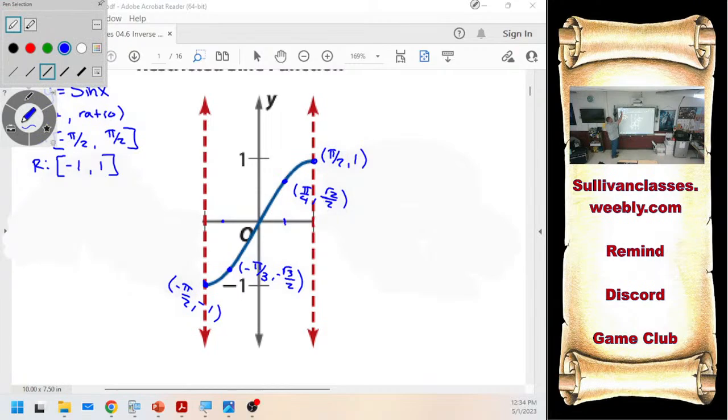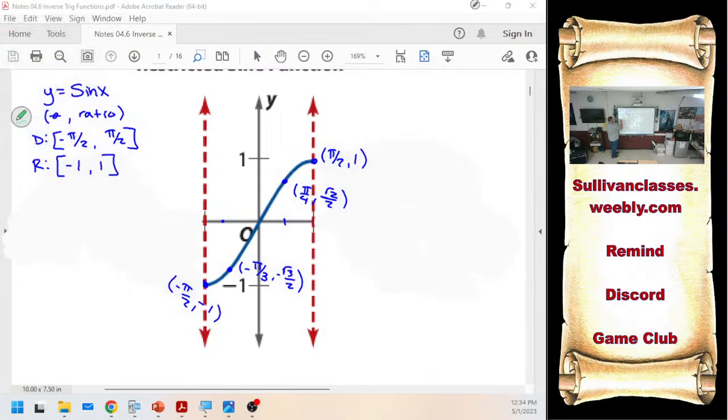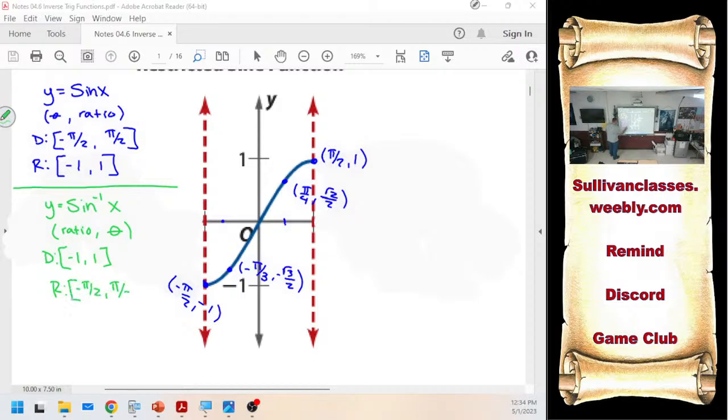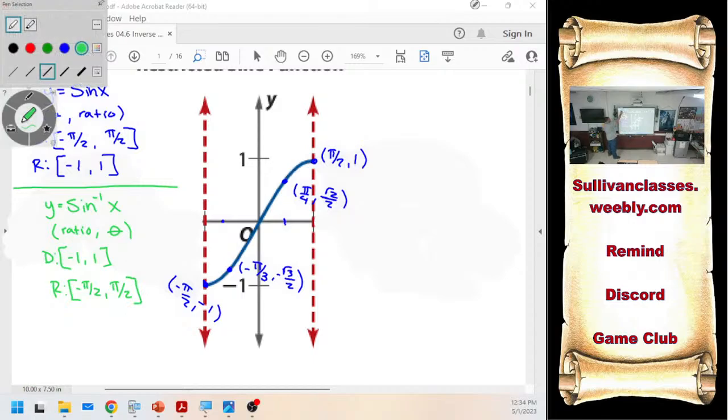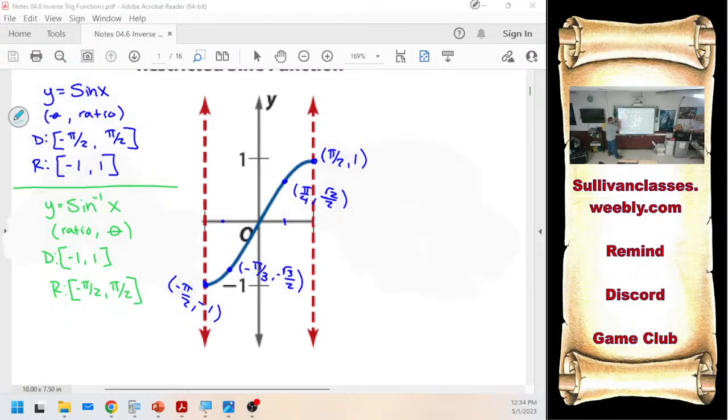So what happens when I flip the script? What happens when I go to y equals the arc sine? The inverse. Remember how we make inverses? Okay. So now I'm going to put in a ratio. I'm going to get out an angle. My domain is going to be negative 1 to 1. My range can only come out as negative pi over 2 to pi over 2. Which is why we are finally there.